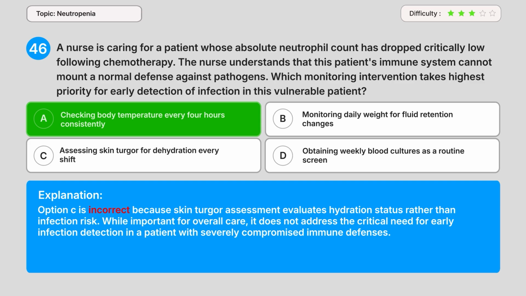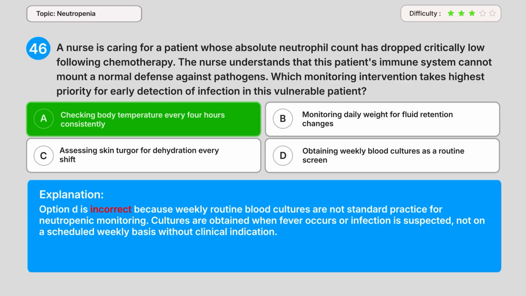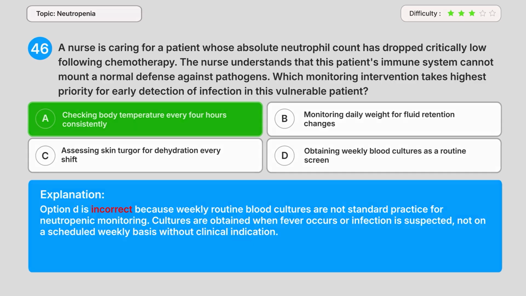While important for overall care, it does not address the critical need for early infection detection in a patient with severely compromised immune defences. Option D is incorrect because weekly routine blood cultures are not standard practice for neutropenic monitoring. Cultures are obtained when fever occurs or infection is suspected, not on a scheduled weekly basis without clinical indication.